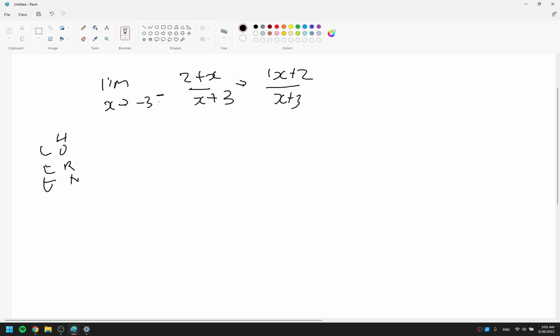It's approaching from the left side, so we have to do the calculation. It's approaching negative 3, and the left side is going to be like negative 3.1. The next point would be, for example, negative 3.05. If we plug in negative 3.1, it will be negative 1.1 over negative 0.1, so it's positive. If you keep plugging in like negative 3.00001, it's still going to be positive.